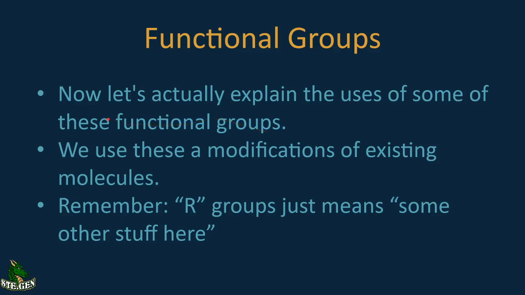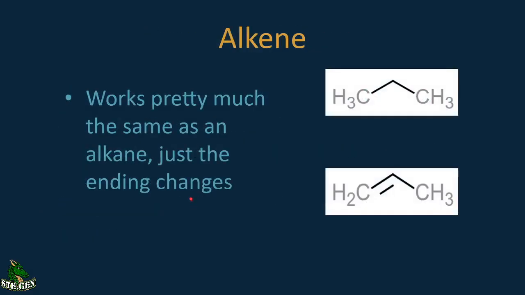Okay, now, that was probably pretty straightforward and pretty easy, but in reality, most molecules we work with aren't going to be that simple. So now let's actually explain some of those functional groups that I had you make flashcards for last week. We use these as a modification for existing molecules, and the key to remember here is that R is used to represent some other thing. It's not a hydrogen. There is some other carbon chain or other group attached on this location. It's going to come up in a bunch of these.